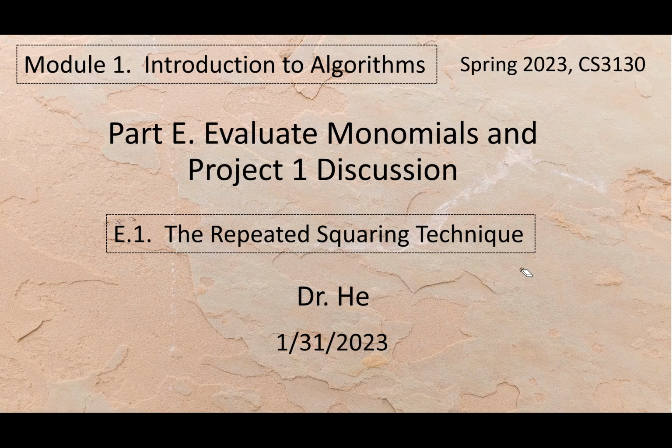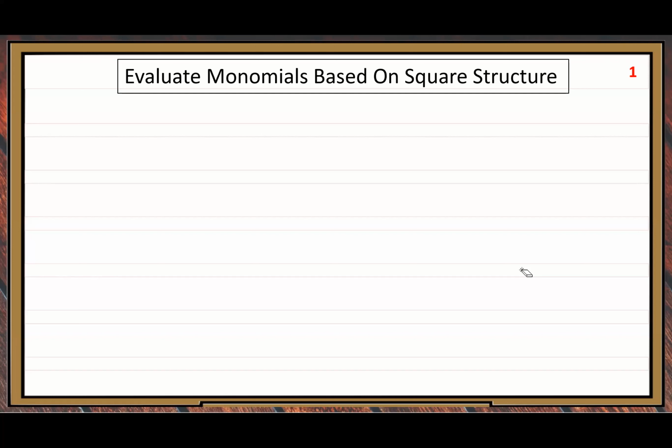All right, so let me start with the first technique. It's called the repeated squaring technique. So what's that? Let me describe the problem first. The title: evaluate monomials based on square structure.